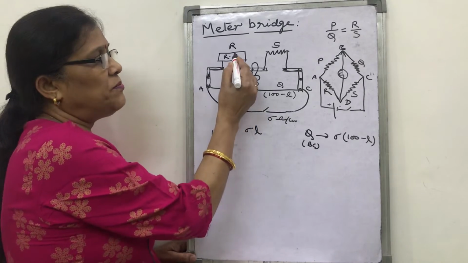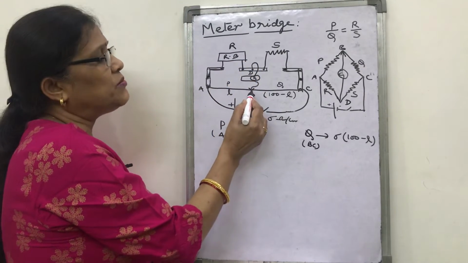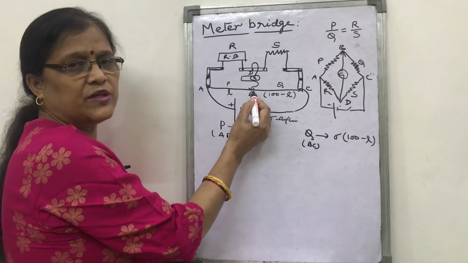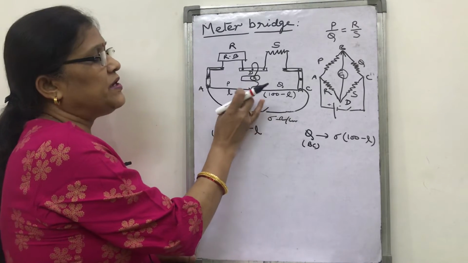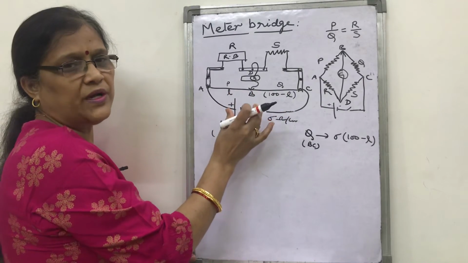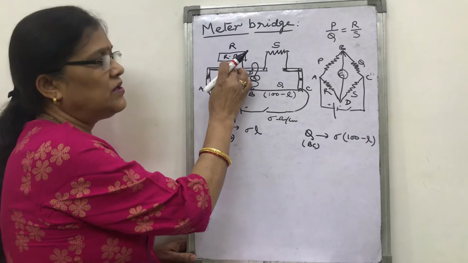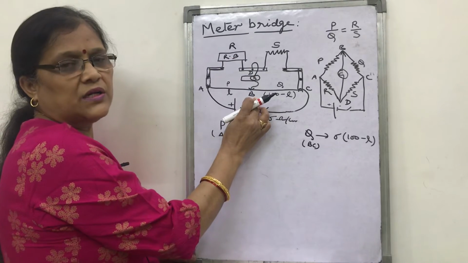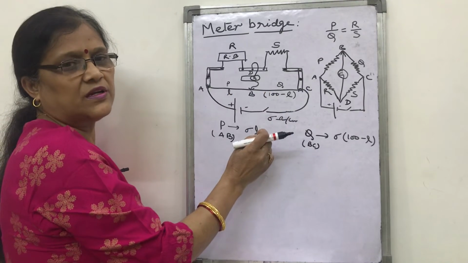So you take out the suitable plug from the resistance box to get the null point in the middle. In practical, you won't get it at the exact 50 centimeter, so it is written in the precautions that it should be within 10 centimeter less than 50 or 10 centimeter more than 50. That is, you have to select a suitable resistance from the resistance box so that the null point is obtained between 40 and 60 centimeter.